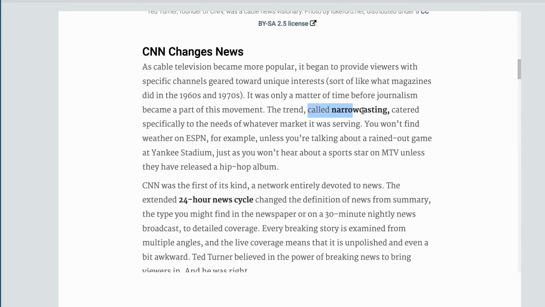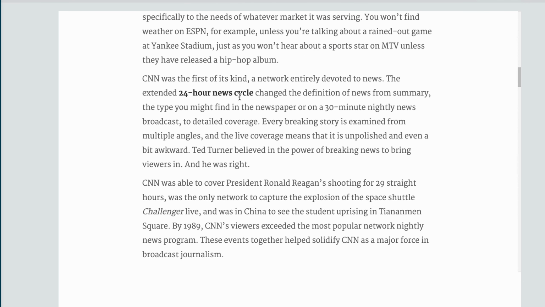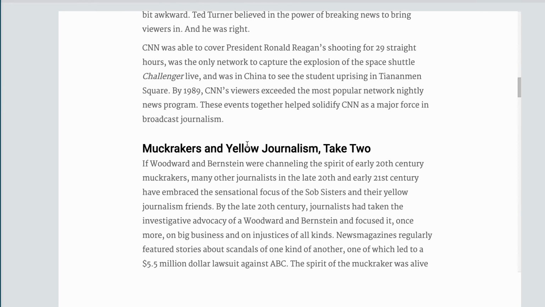Now we have something called narrowcasting, and what does it mean? It's when we have a special channel to address the needs of whatever market it is serving. So one channel for sports, one channel for the news, one channel for fashion, one channel for anything that people would want to know about. And then we have the extended 24-hour news cycle. Now people have access to information during the 24 hours.